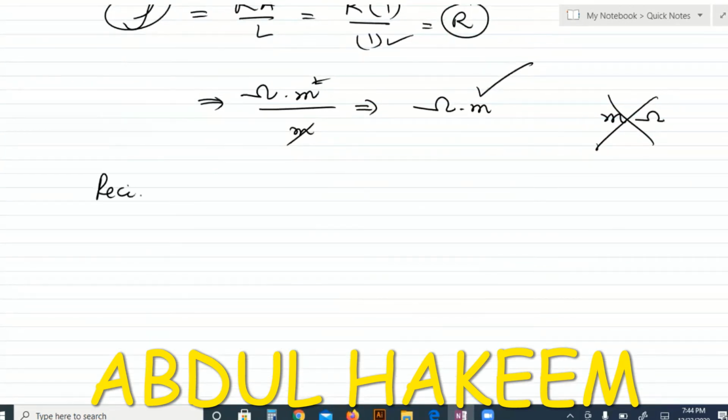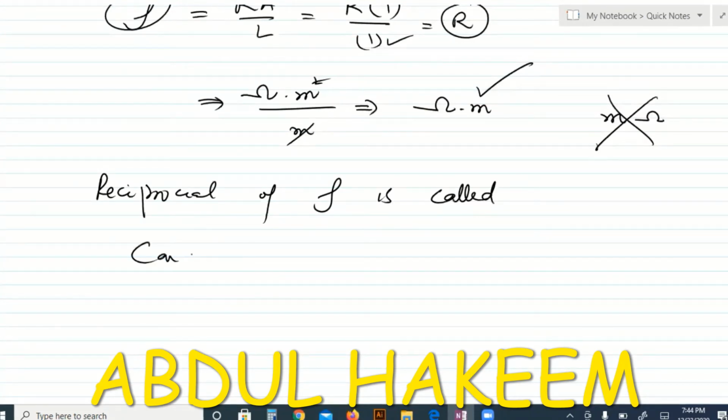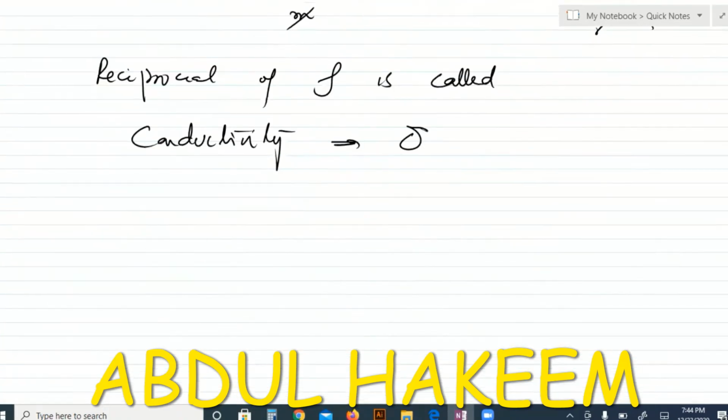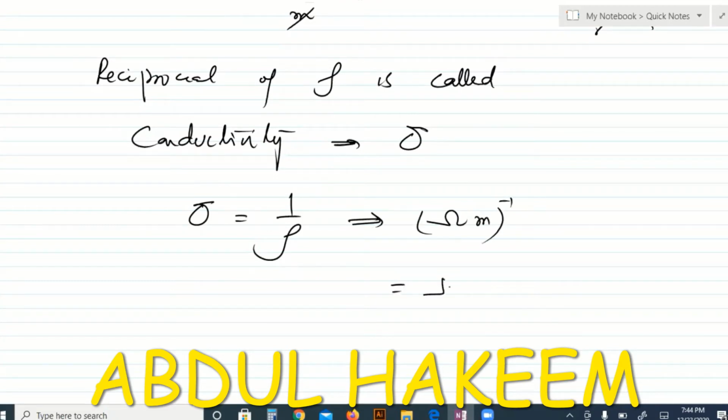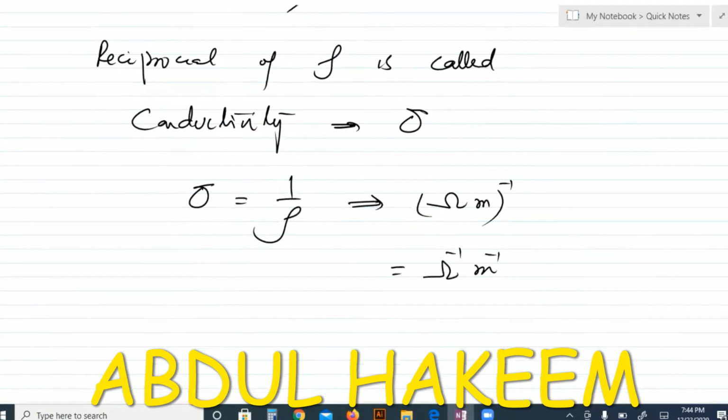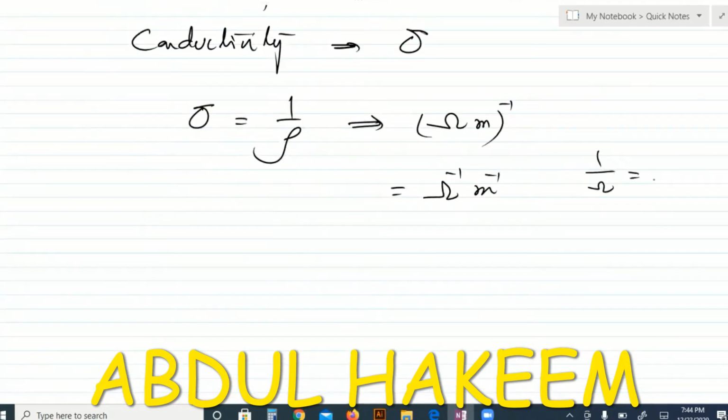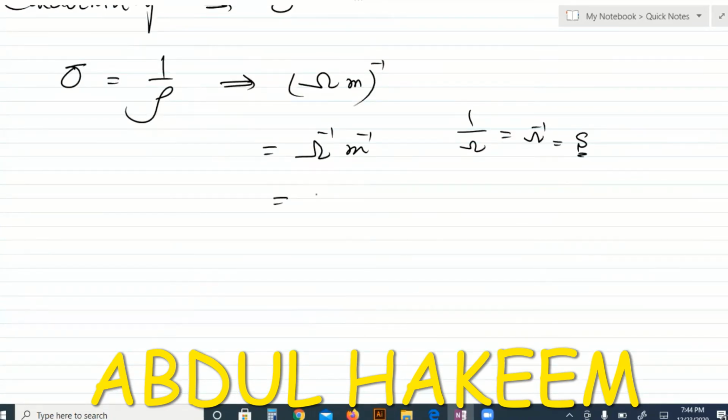Now, the reciprocal of resistivity is called conductivity, and it is represented by sigma. So sigma is equal to 1 over rho, and the unit will be ohm meter whole power minus 1. So ohm to the power minus 1, meter to the power minus 1. But 1 over ohm is represented by S, and S means Siemens. So S times meter to the power minus 1 is the unit of conductivity.